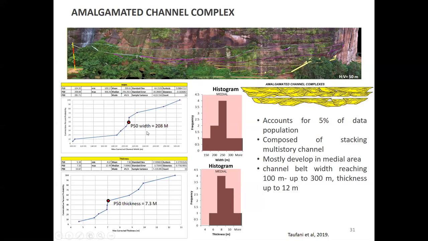If we observe the medial area, we know that the multi-story stacking channel is only observed in the medial area. In terms of geometry, it is a large geobody. Unfortunately, I have a very limited database here, so we still need more data for the amalgamated channel belt. In this case, we predict that the channel belt ranges up to 100 meters. This is associated with the maximum channel width in the amalgamated channel. The thickness is also up to 12 to 13 meters, I think.